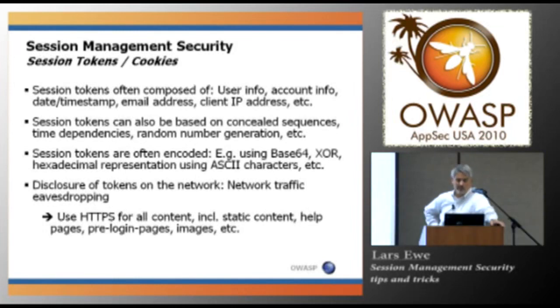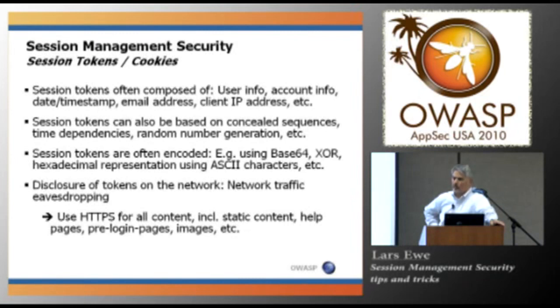So it could be a combination of user info, account info, time and date stamps, random generators, email addresses, and IP address, which is sometimes popular, so that at least it's unique to the client who makes the request. Why is that important to understand? Because when we talk about attack vectors in a second, the first thing you do with any attack is try to figure out what the token is composed of and how you can mock with it, right? So understand that.